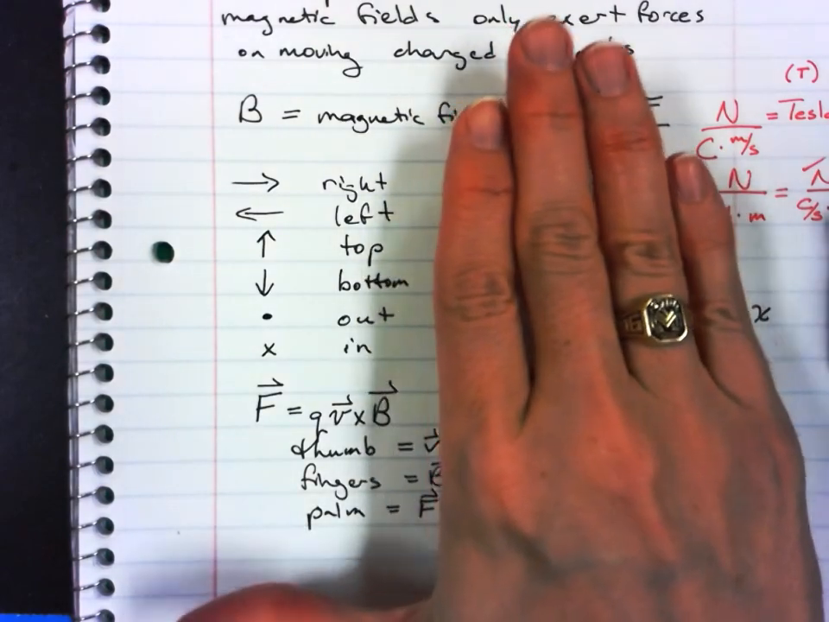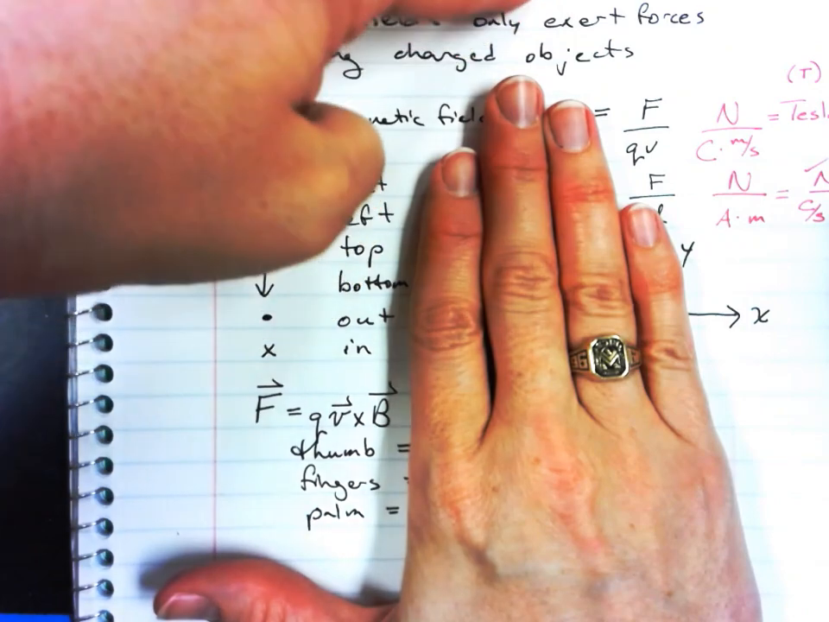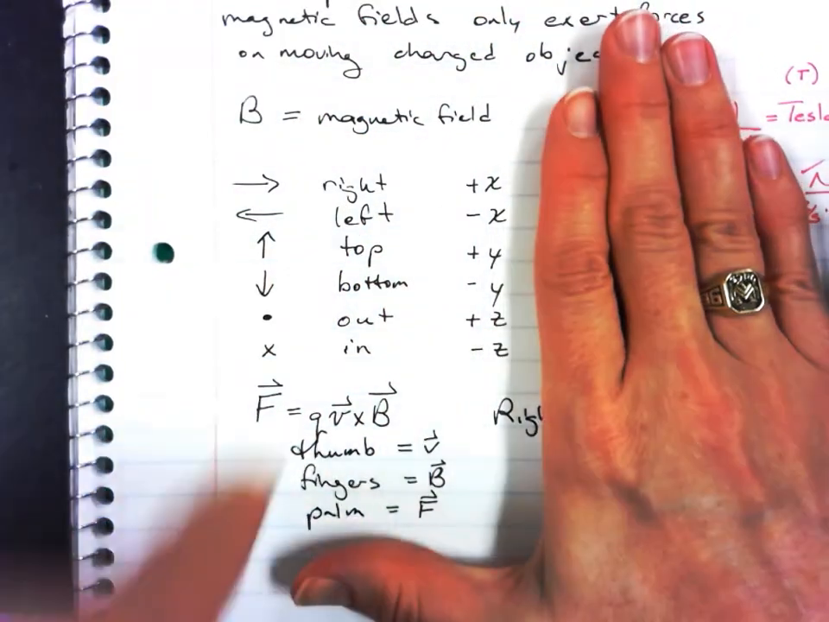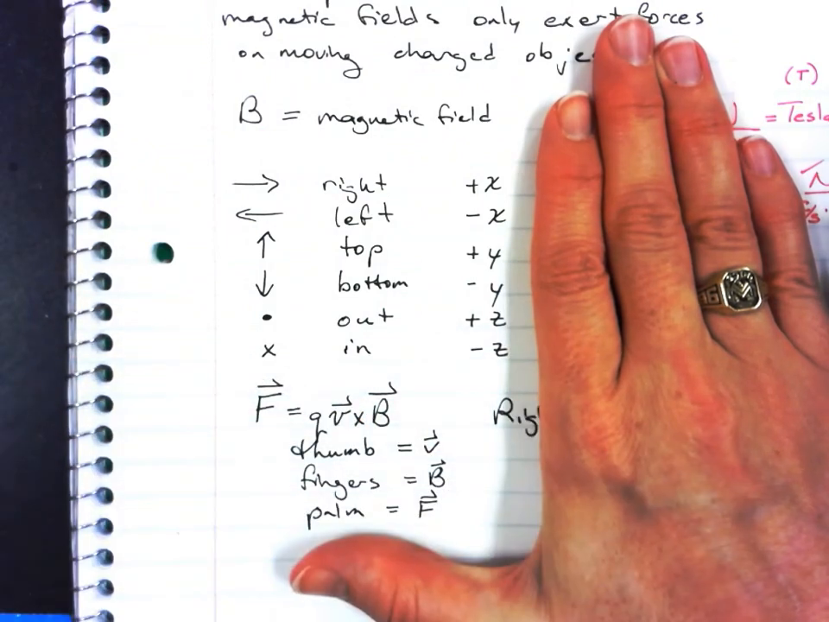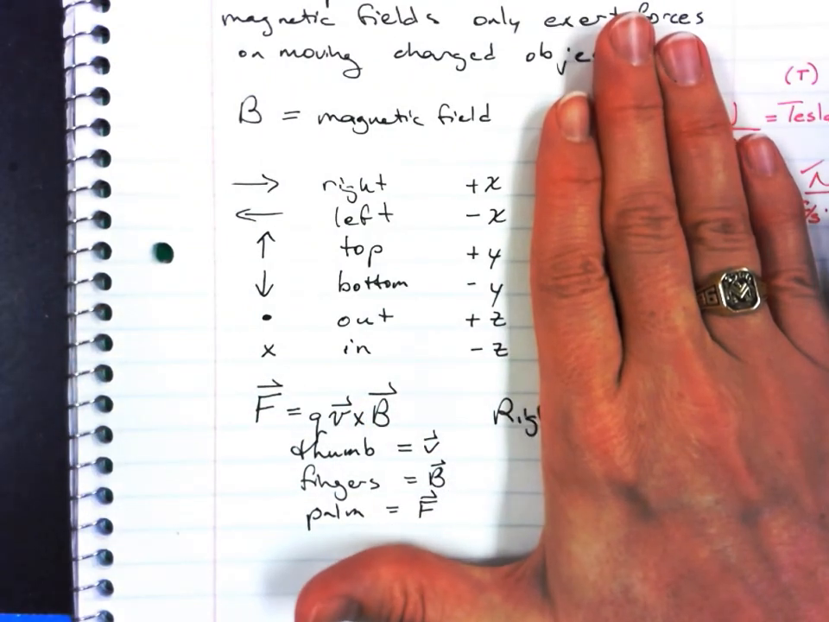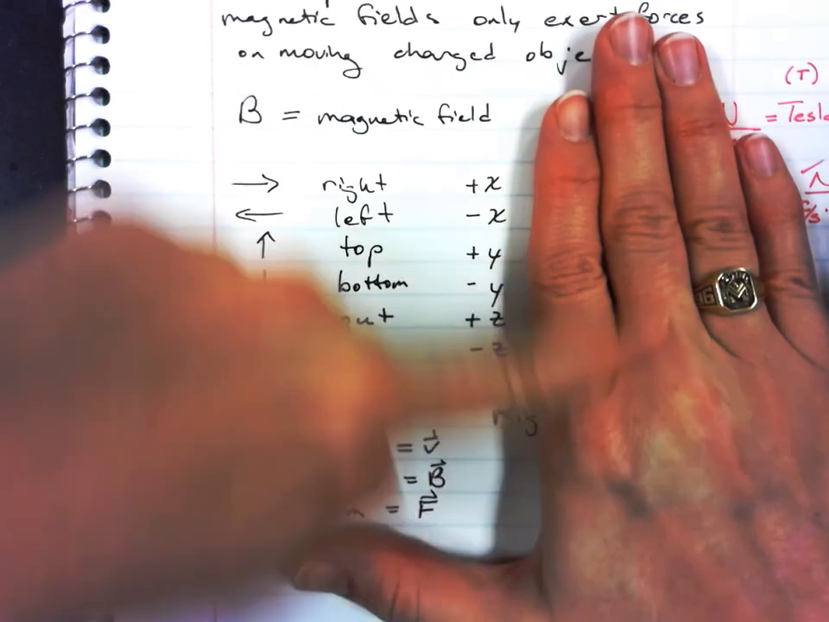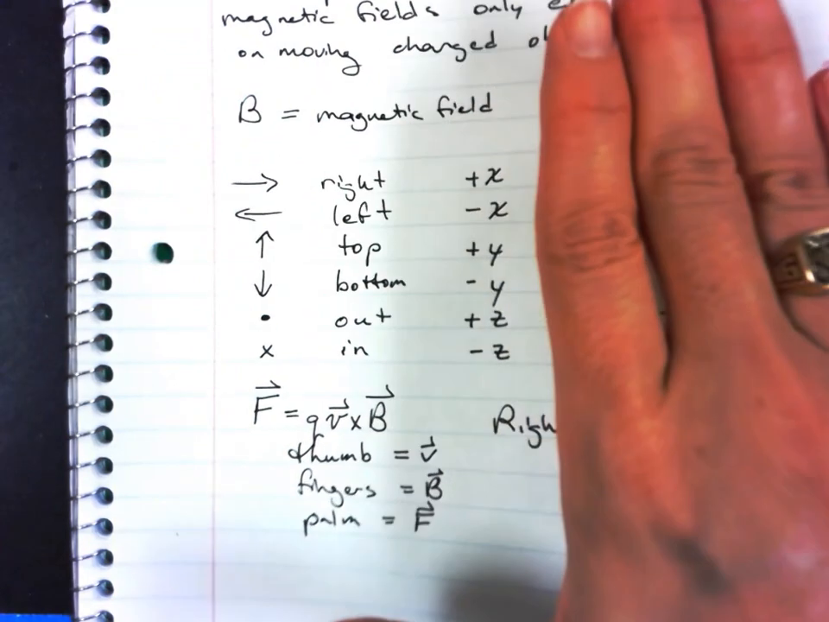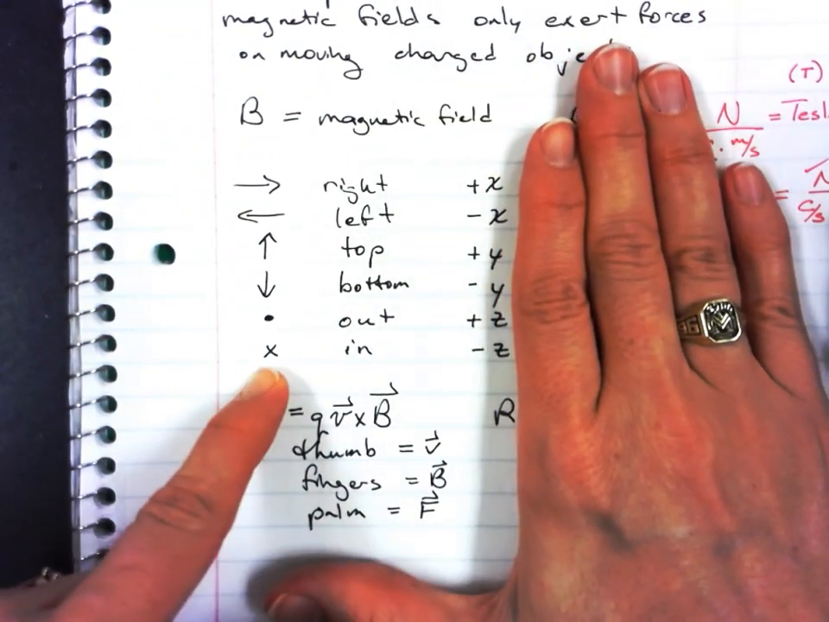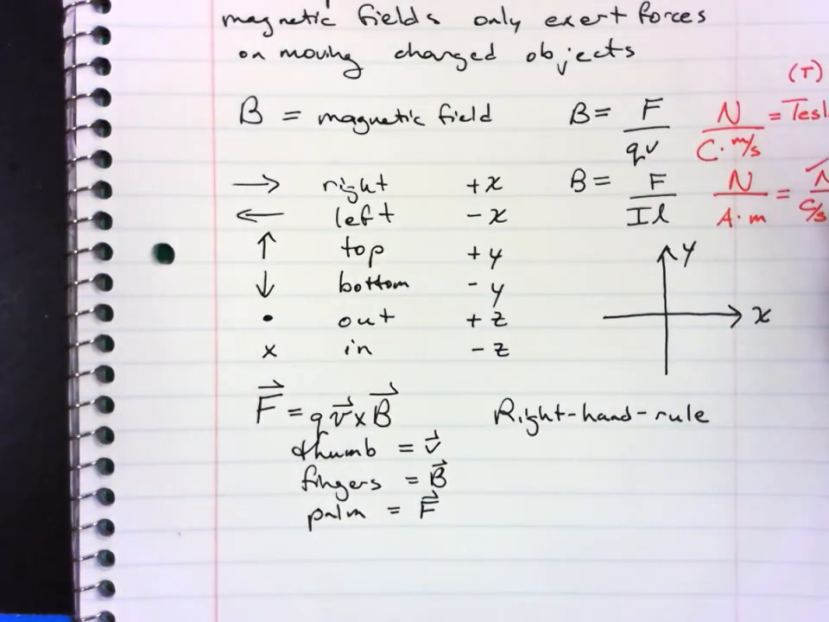So if I have my hand like this, my thumb is pointing to the left, my fingers are pointing towards the top of the page. So this is V, this is B. My palm is facing into the paper. So if this was a moving charged particle to the left, and the magnetic field is towards the top of the page, the force the particle would feel is into the page, X or negative z.